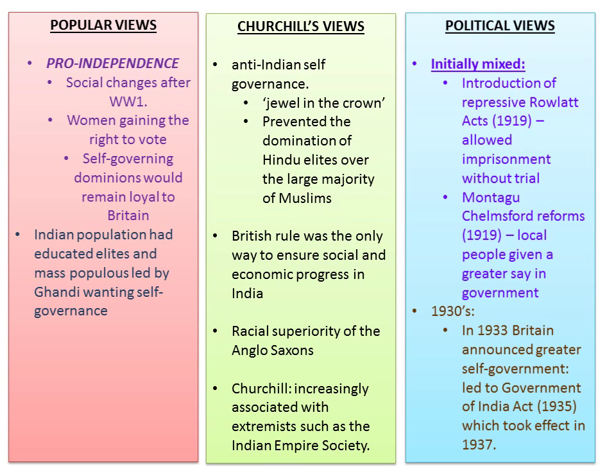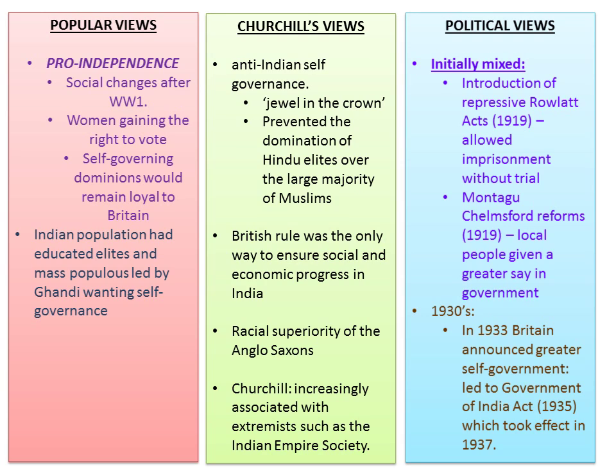Another factor which can be added in this case is the view towards independence among the Indian population, which was fiercely pro, with both educated elites and the mass populace led by Gandhi wanting self-governance. The British political opinion had been initially mixed, supported by the introduction of the repressive Rowlatt Acts, which allowed imprisonment without trial, and the Montagu-Chelmsford reforms, which gave local people a greater say in local government in the same year, 1919.